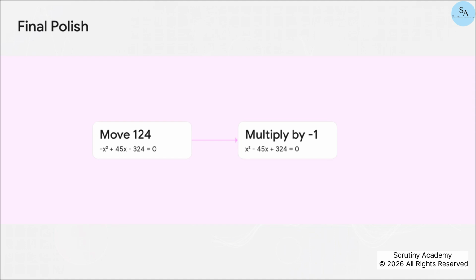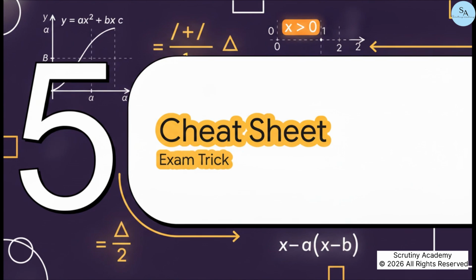Now, technically, it's fine to leave it like this, but mathematicians like things neat and tidy. We usually prefer our leading x squared term to be positive. So if we just multiply the entire equation by negative 1, which literally just flips all the signs, we get a perfect, pristine standard form. X squared minus 45x plus 324 equals 0. Just like that, you conquered a board-level word problem. Let's wrap up with a quick cheat sheet and an exam trick.